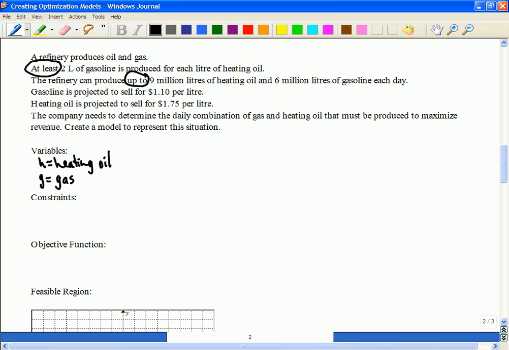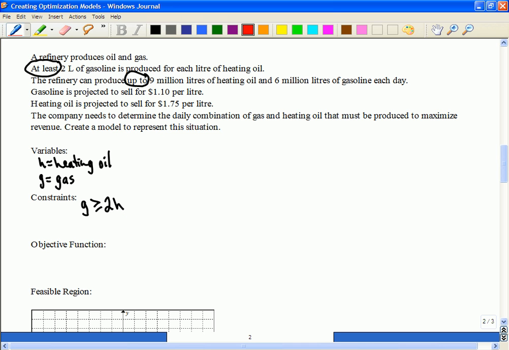So if I have at least 2 liters of gasoline for every liter of heating oil, then which one is going to have more? There's going to be more gas, right? So if there's more gas, that means the gas has to be greater than or equal to double the heating oil. It's backwards to the way you read it, because if you think about it, if I give you 1 gallon of heating oil, twice that means I've got to have at least 2 gallons of gasoline to go with it. You can plug in your numbers to double check, right? If I said 2 gallons of heating oil, I'd have to have at least 4 of gasoline, so it meets what the problem says.